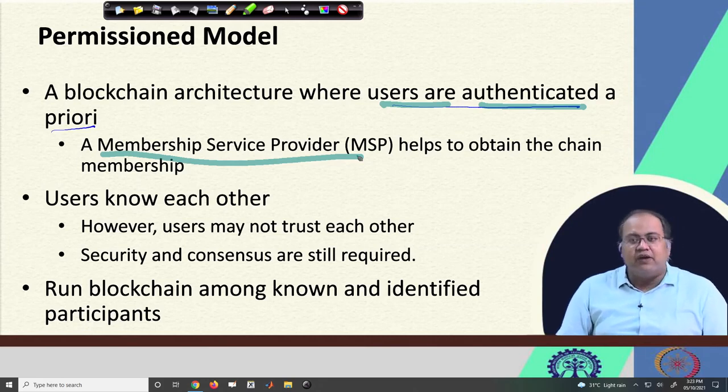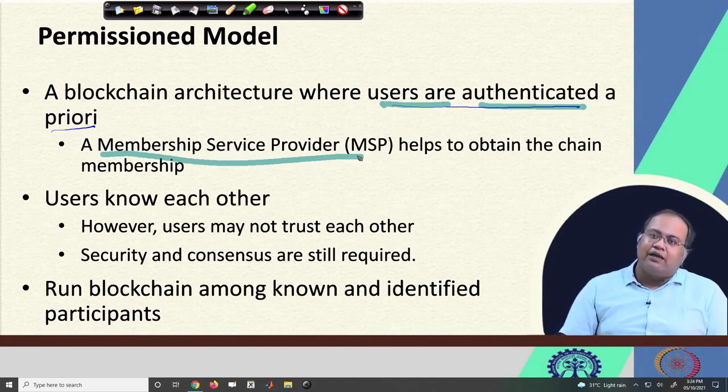So, in a permission model, because it is a pre-authenticated and pre-authorized network, everyone knows who the other participants are. That is the kind of advantage that we get in a permissioned blockchain architecture. In contrast to the permissionless or open model, where our major problem was that the users do not know each other, and because of that we could not use the message passing interface to communicate between the individuals, we relied on a gossip based architecture and a challenge response kind of platform to achieve consensus.